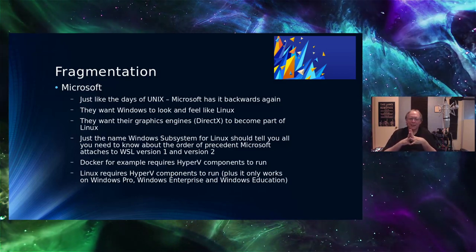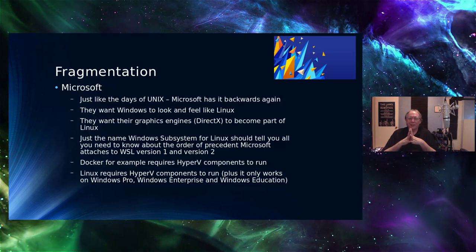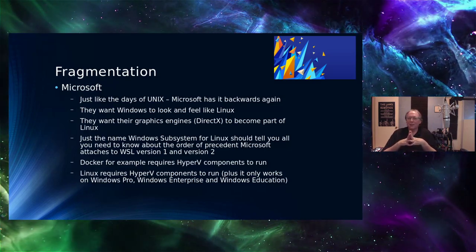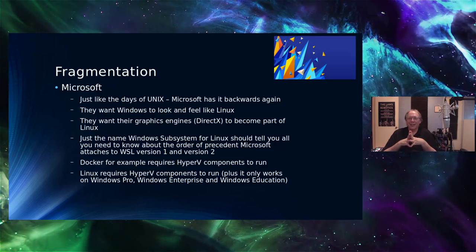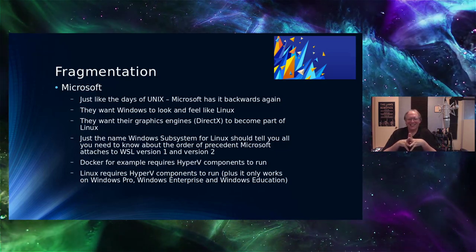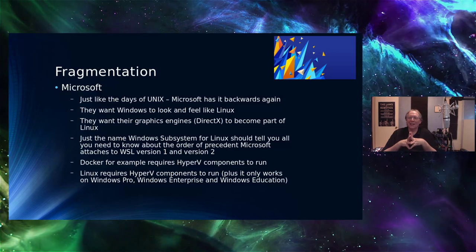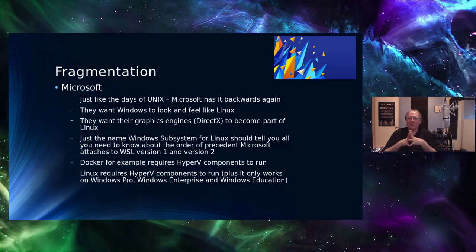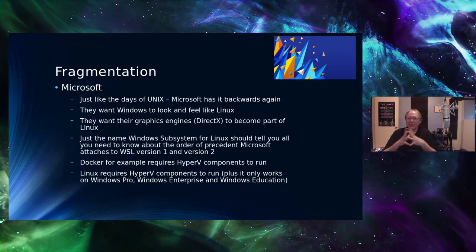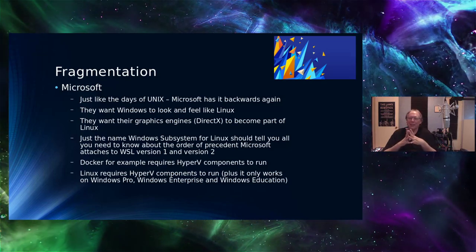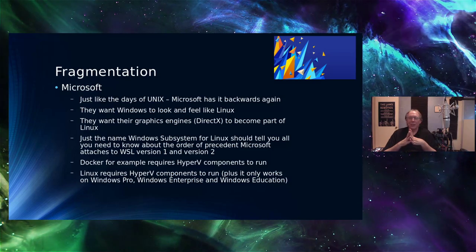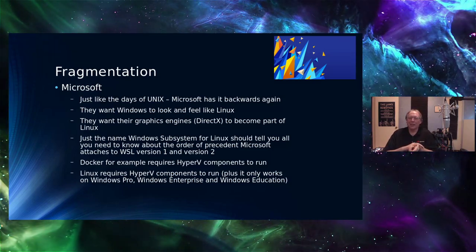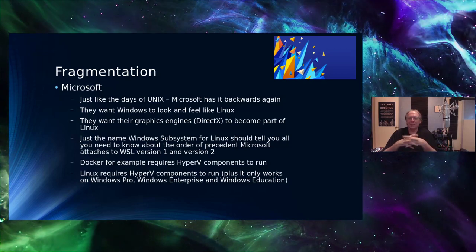Microsoft. Let's go back to them. Just like Unix, Microsoft has it backwards again. They want Windows to look and work like Linux. So they want their APIs on top of Linux. They want their APIs, like DirectX, to become part of the Linux standard, but they want it to run on Windows first. The calls are made for Linux, but then it has to have Windows in order to execute it.